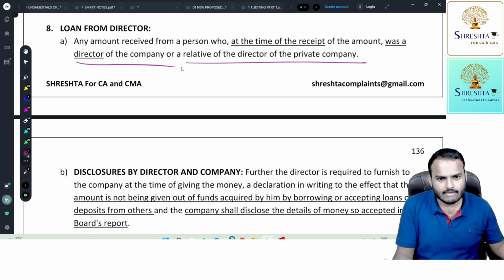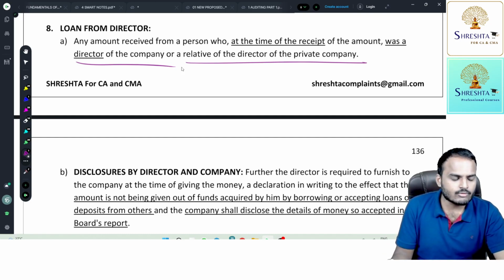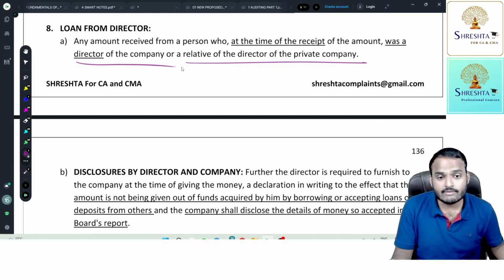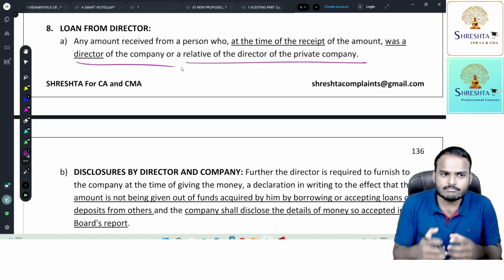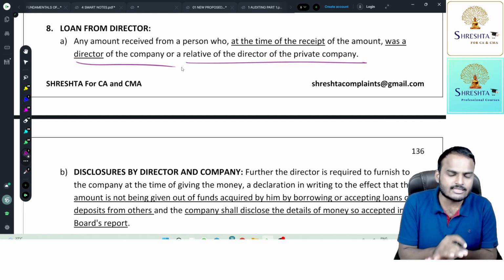Private companies are having very limited. They can't go with public. Yes or no? Tell me. Can they go with public, ma? No, private companies are prohibited from inviting offers. They can't invite offers from public, right? So they can get money from the directors or relatives of the directors.